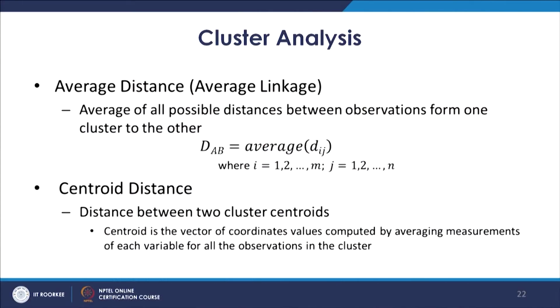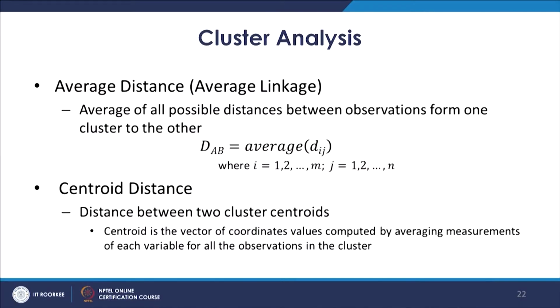The same thing is defined here in the slide as well: capital D A B, the average of D I J. D I J is the distance between two observations, one belonging to cluster A and the other belonging to cluster B, where I is referring to 1 to m and J is referring to 1 to n. Here all possible distances between observations from cluster A to cluster B are considered and the average is computed, and that average value is taken as the distance between two clusters.